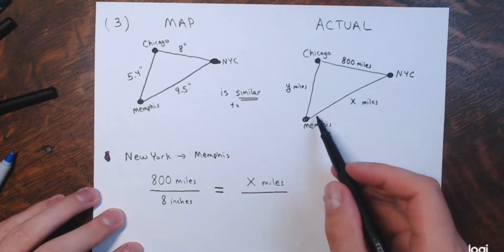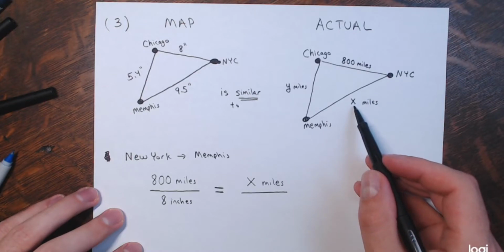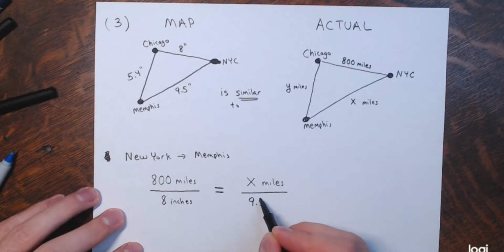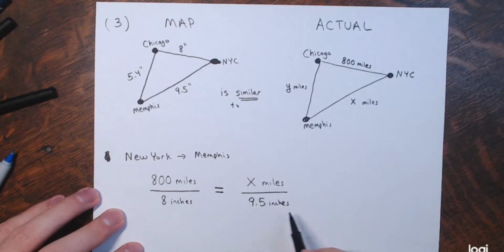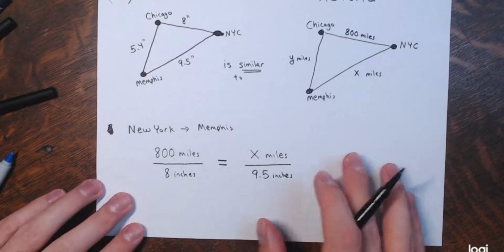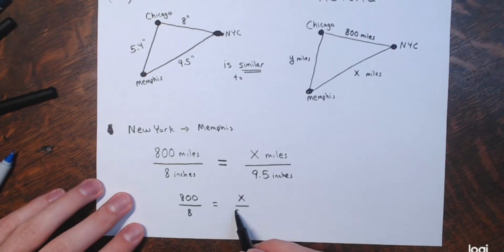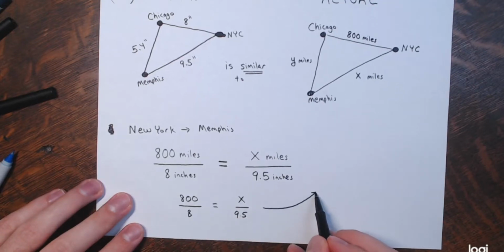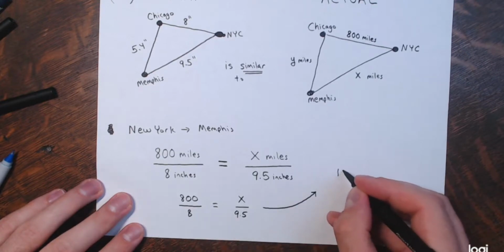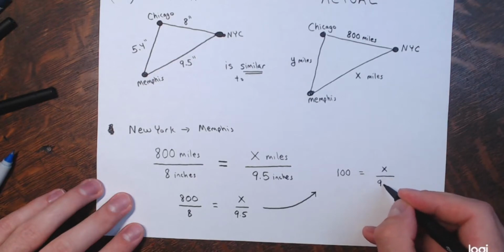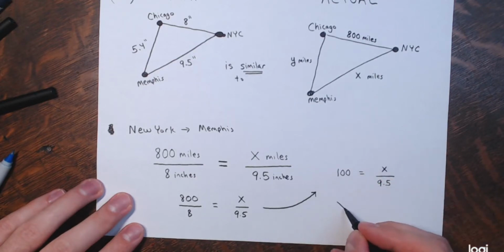Now, from New York to Memphis in actuality is X miles. I don't know that. From New York to Memphis on the map is 9.5 inches. Same units in the denominators. So we're solving the following proportion. Right, I have 800 over 8 equals X over 9.5. Now, bring this over here. Right, 800 divided by 8 is simply 100. Equals X divided by 9.5, and I can just multiply by 9.5.